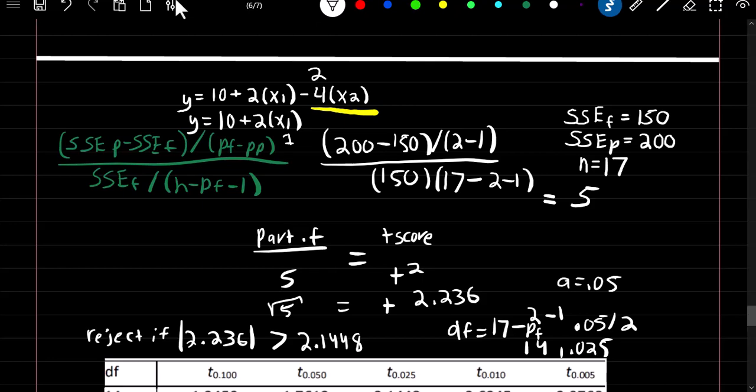But you can only do that when you're using a partial f-test on one predictor. If you try to use it on more than one, then that rule no longer applies.